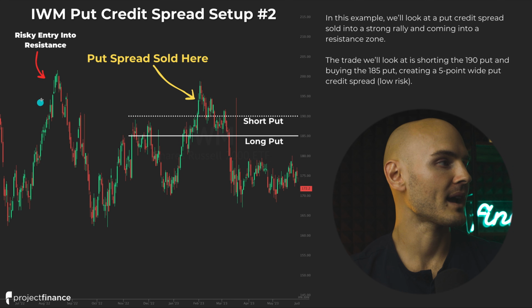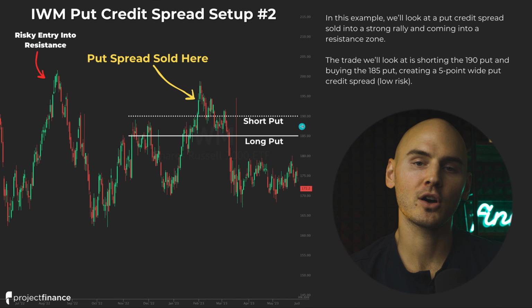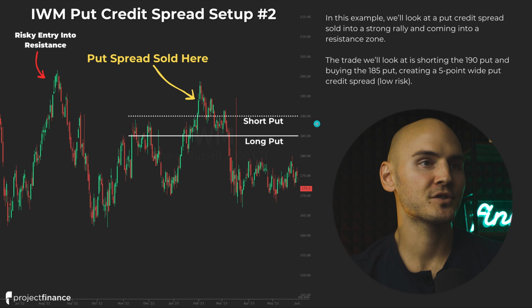As we can see here, IWM previously came up to the 195 to 200 price level and sold off aggressively. And so we're going to say we enter a put credit spread here, and we're going to use the short 190 put and the long 185 put. This is going to create a $5 wide put credit spread.